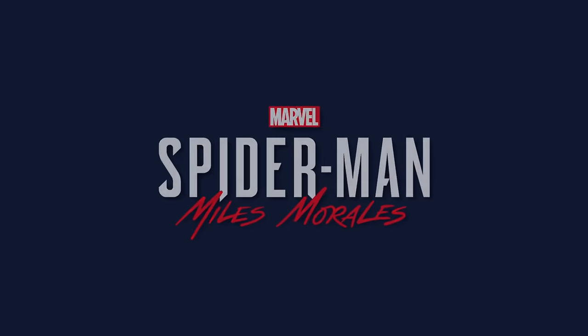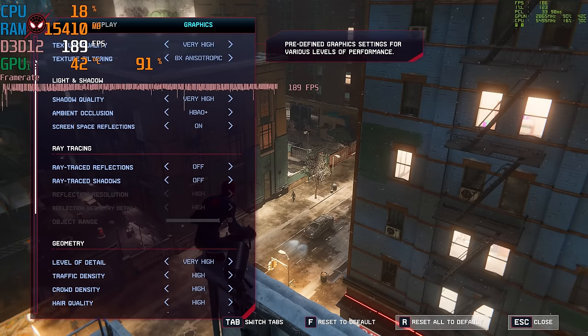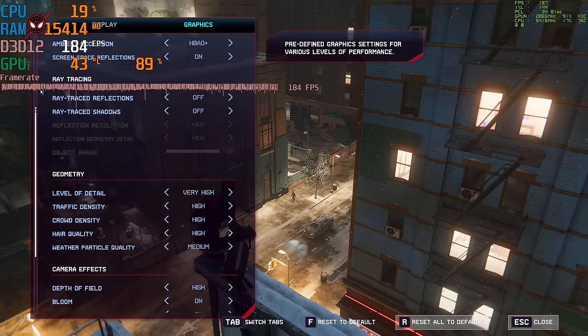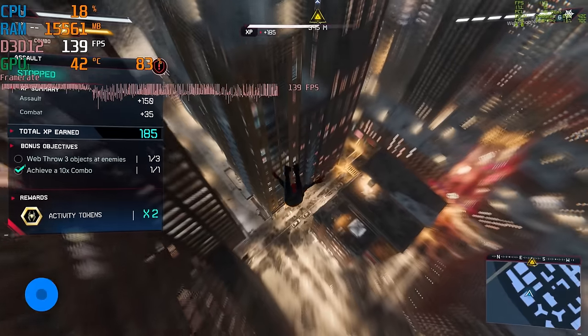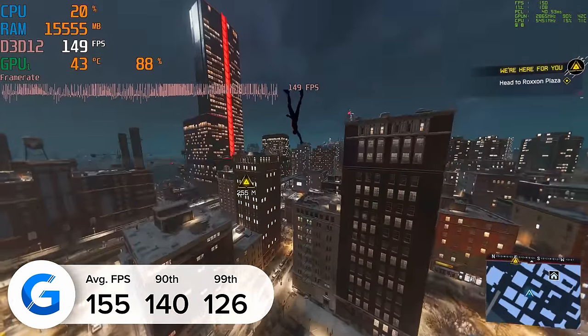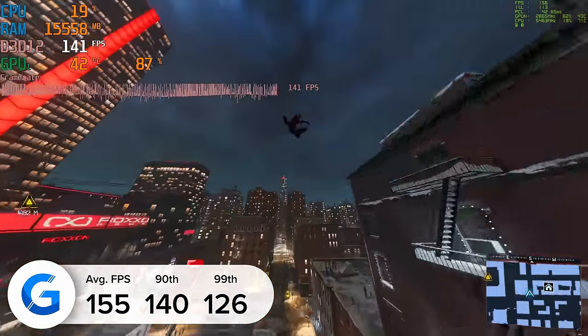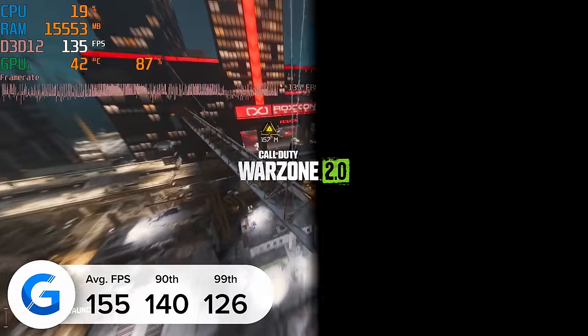In Spiderman Miles Morales to start off with, we tested at 1440p, very high settings, with DLSS enabled and set to performance and Nvidia frame generation enabled. 155 frames per second was the outcome, something I thought was actually very, very impressive given this graphics card positioning and showing that it's more than capable for gaming at 1440p and of course 4K.